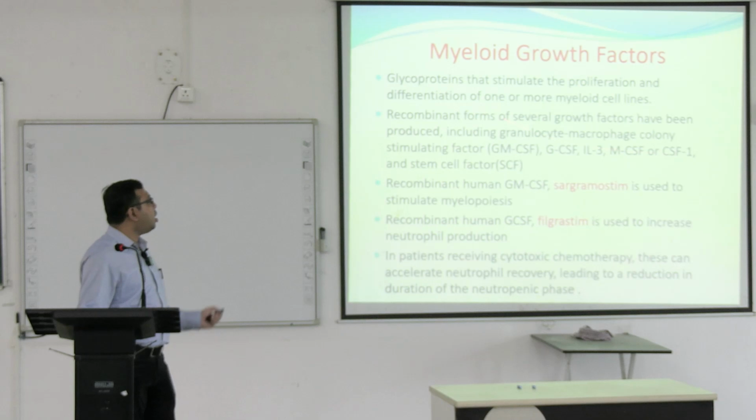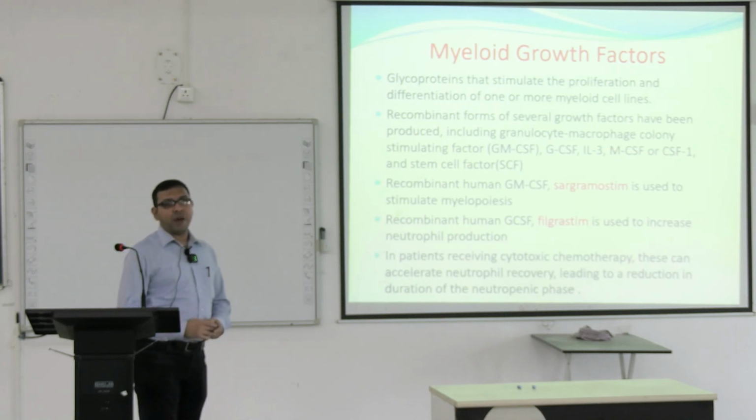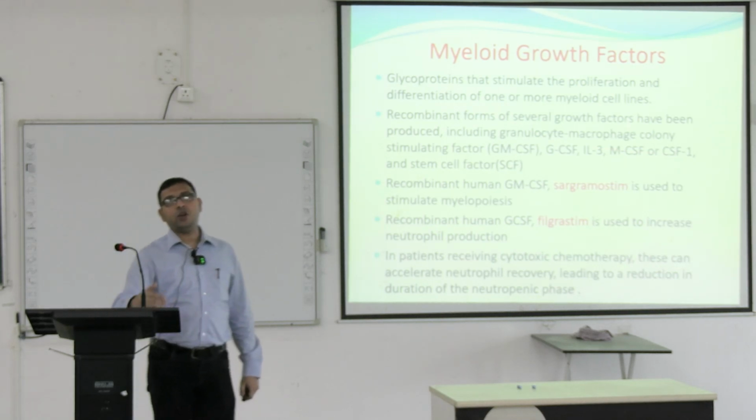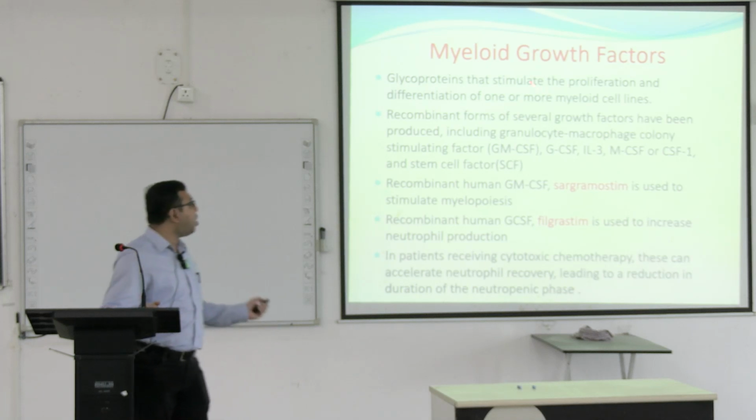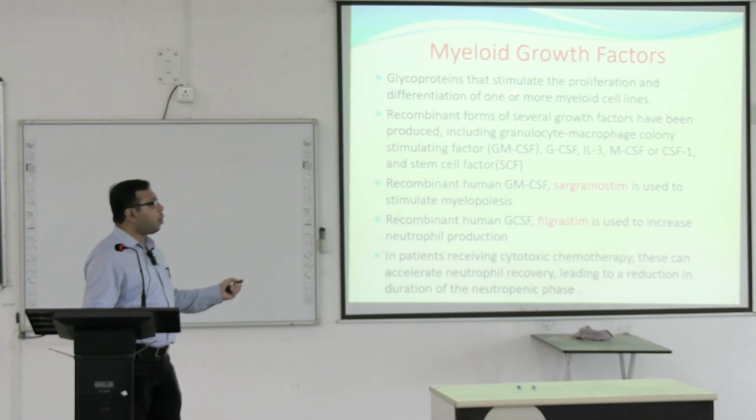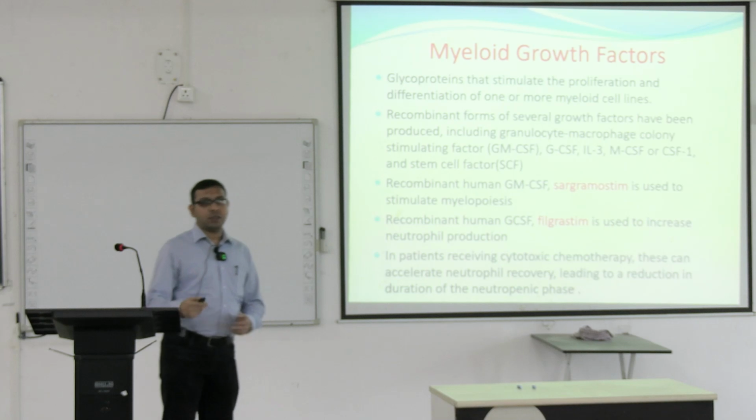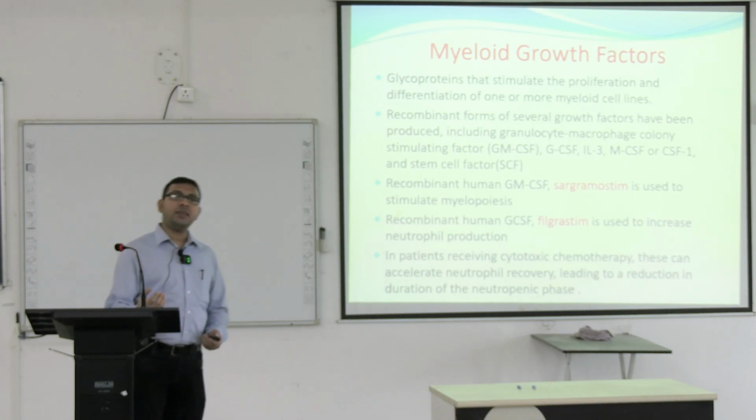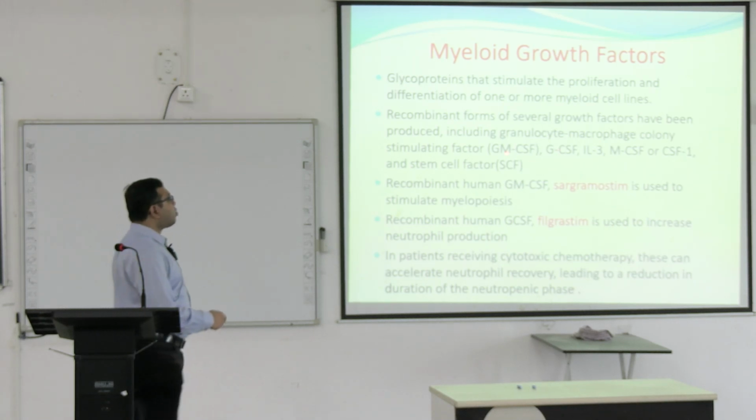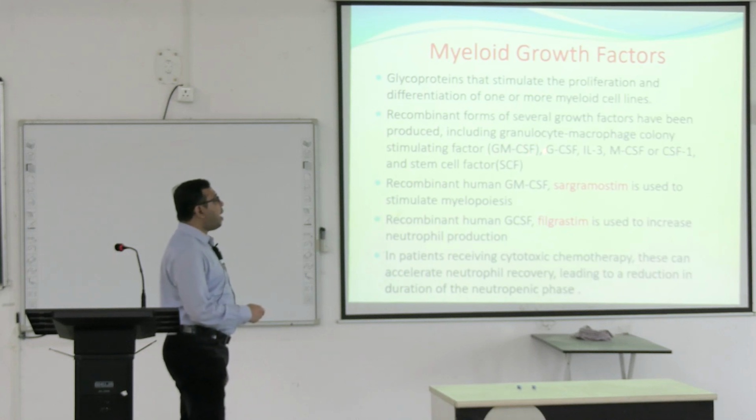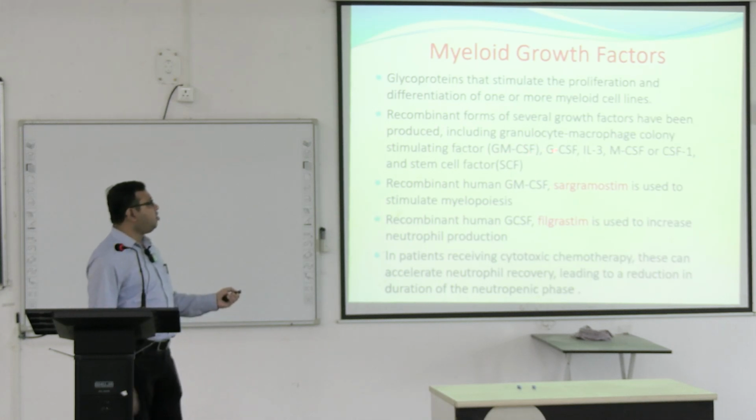Next, coming to the myeloid growth factors. The previous one, erythropoietin, is the erythropoietic growth factor. These are the myeloid growth factors. These are glycoproteins that stimulate the proliferation and differentiation of one or more myeloid cell lines. These are the different colony stimulating factors, which are basically crystallized and the drugs are formed. For example, granulocyte macrophage colony stimulating factor, GM-CSF, G-CSF, interleukin 3, macrophage colony stimulating factor, CSF1, etc.